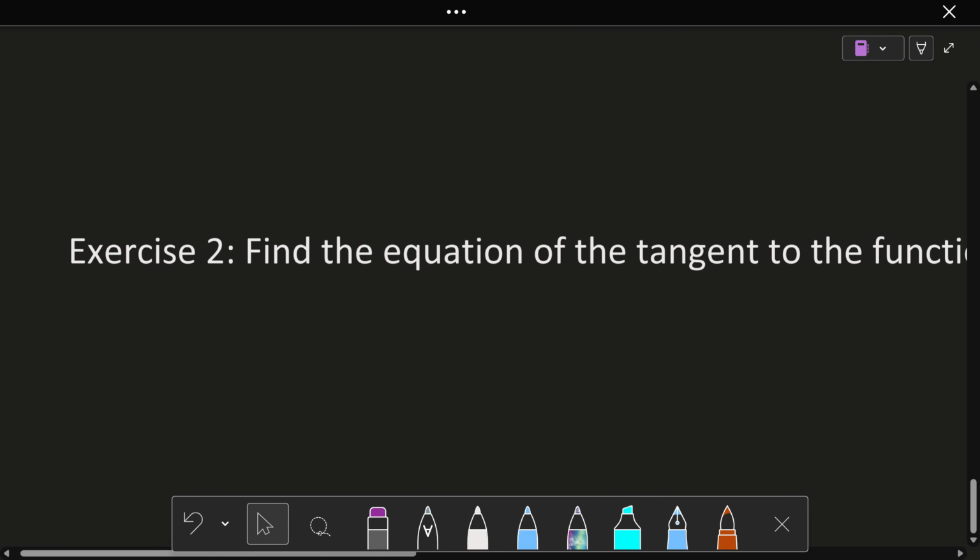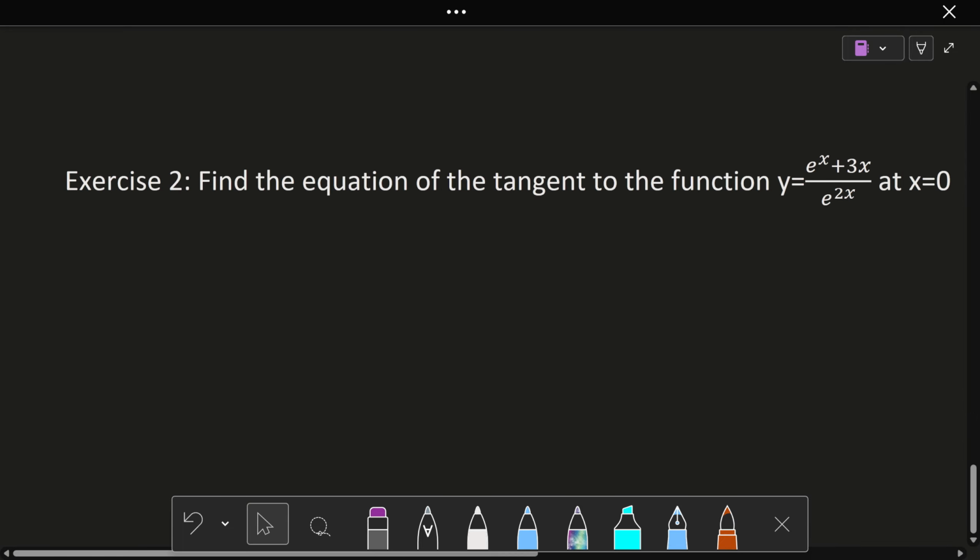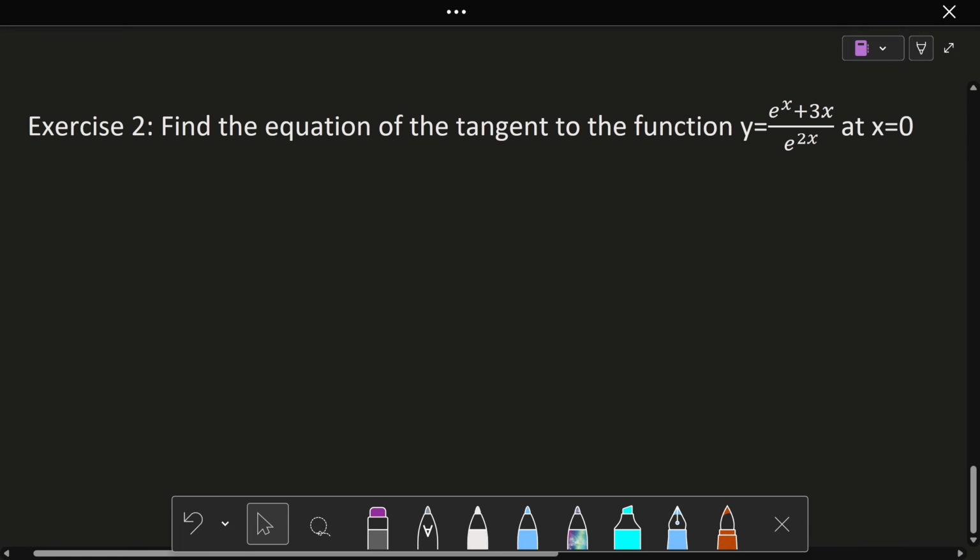We'll go back to another exercise here, and you're going to see this happening over and over again because it's one of the most common problems we do. It's find the equation of the tangent to the function y equals e to the x plus 3x over e to the 2x at x equals 0. So if I want to find an equation, I need to find a slope. Well, what is a derivative? The derivative is the slope.